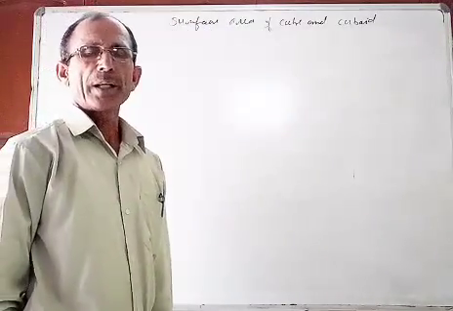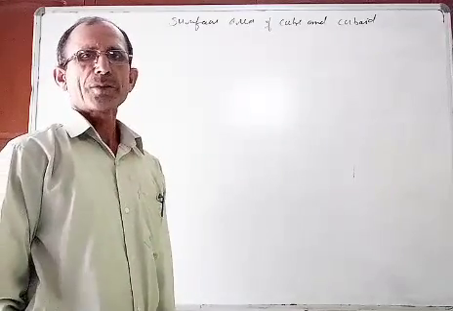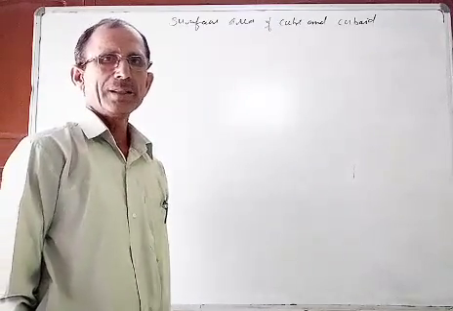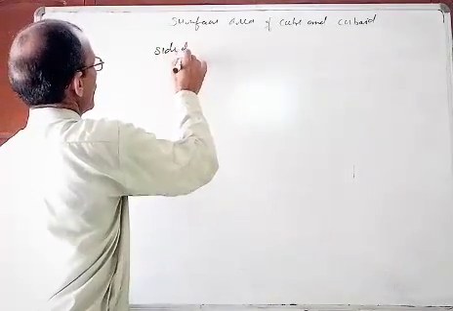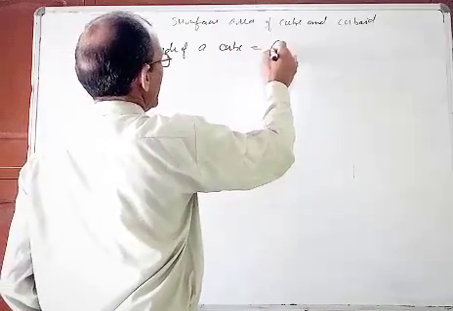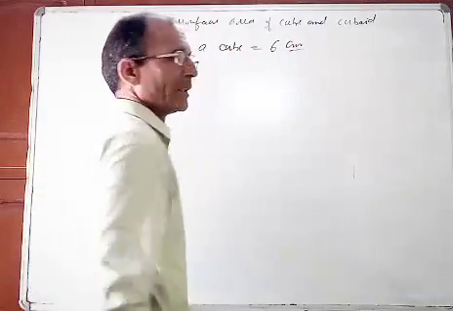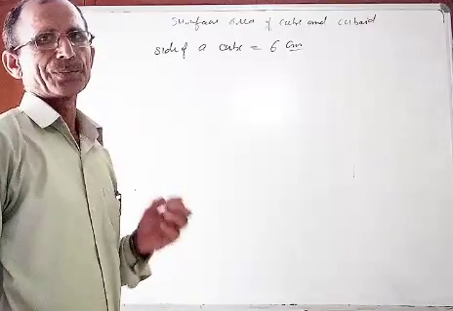Side of a cube, because all the faces are square, so all the sides are equal. The side of a cube is given as 6 centimeter. So find the total surface area and lateral surface area.